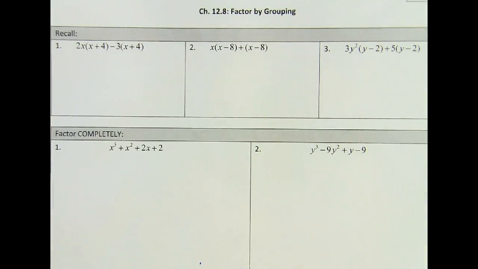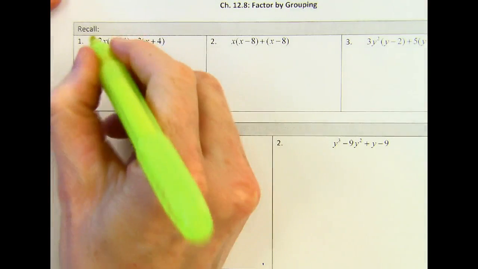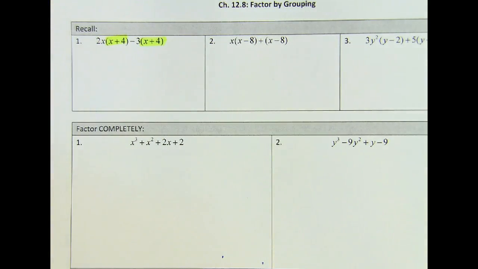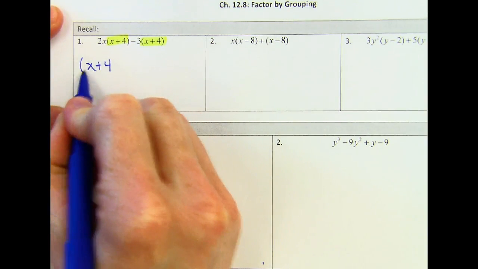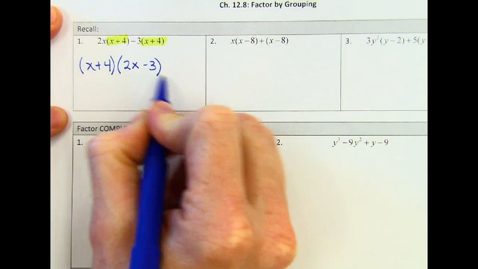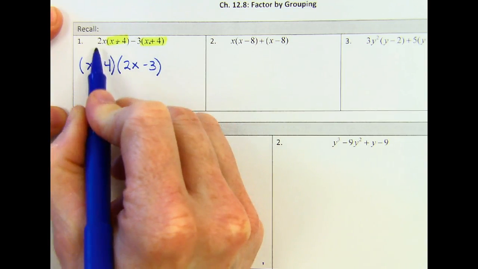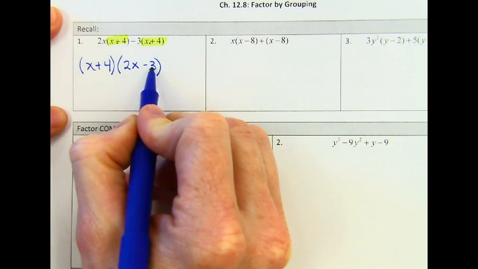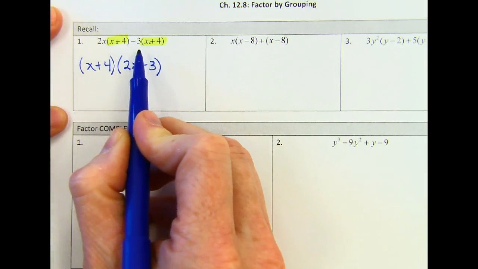So now let's slide to the notes and look up here. It says recall. So let's go to number 1. You can clearly see here the problem that we just talked about. The x plus 4's are in common. Therefore, you can bring out the x plus 4, and then your leftovers, 2x minus 3, will just go inside. So common factors come out front, 2x minus 3, your leftovers comes here. When you distribute back, you get the same exact problem.